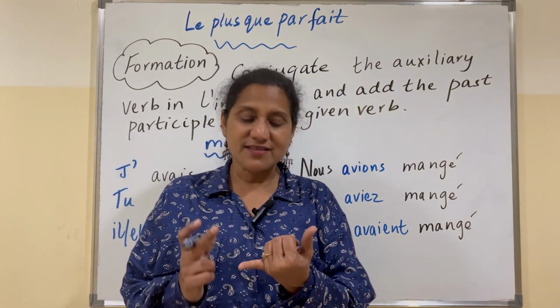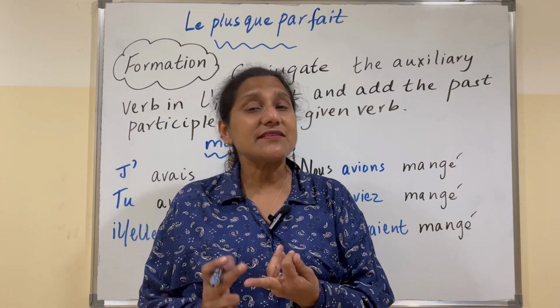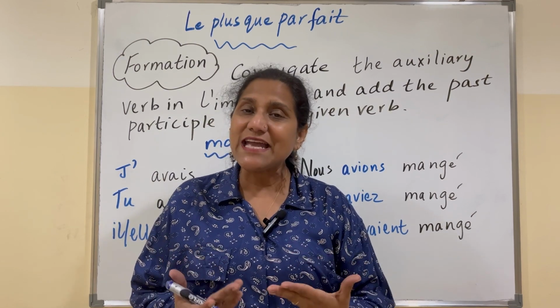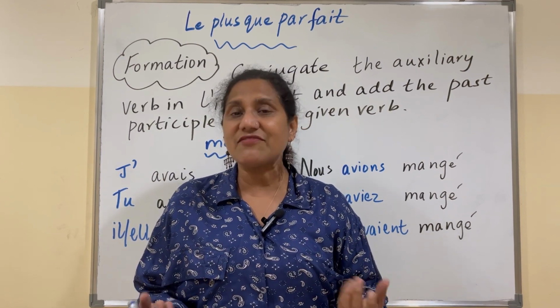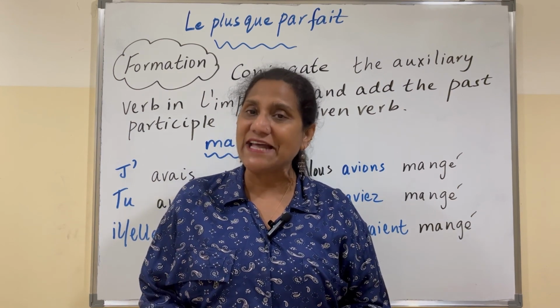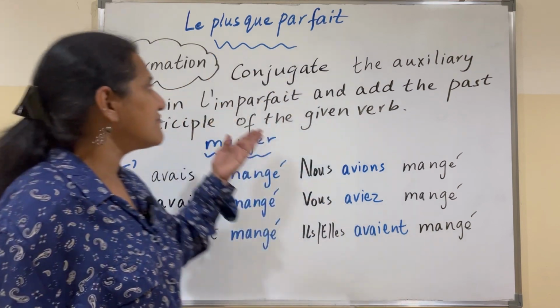We've come across passé composé, we've come across futur antérieur. This is the third compound tense we are learning, that is plus-que-parfait. From the name parfait, you can understand that we need to use l'imparfait of avoir or être as auxiliary verb plus past participle. So this is the formation.